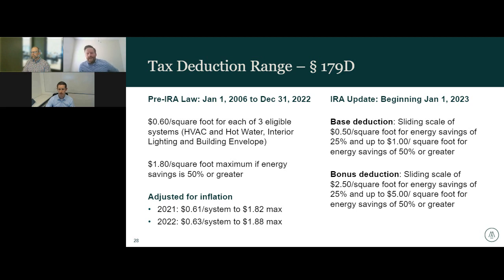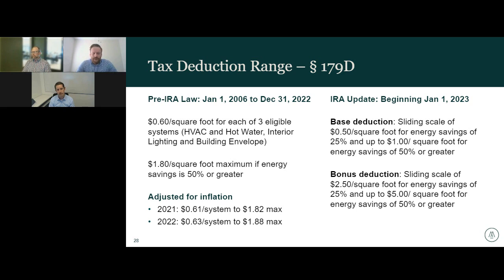Instead, we're looking at a sliding scale with a minimum energy efficiency threshold of 25%. And if we're looking first at the base deduction case on that top right section of the screen, if you achieve the 25% energy savings, you qualify for a deduction of 50 cents per square foot. For every percentage point that you go above 25, you gain an additional 2 cents per square foot of deduction, up to a maximum of $1 per square foot if you hit that 50% or greater energy savings.